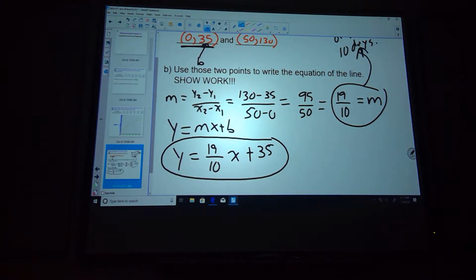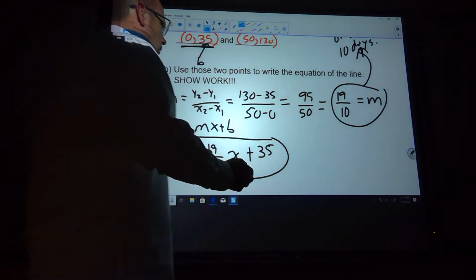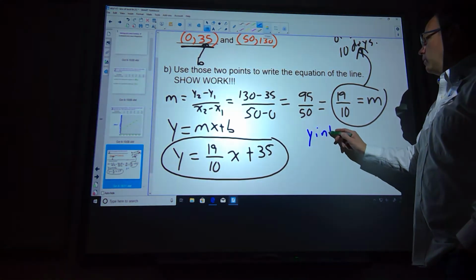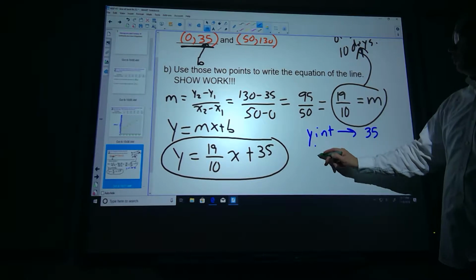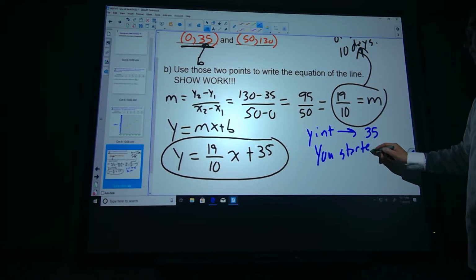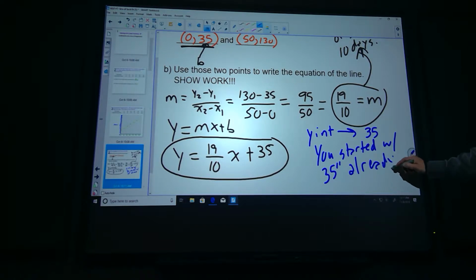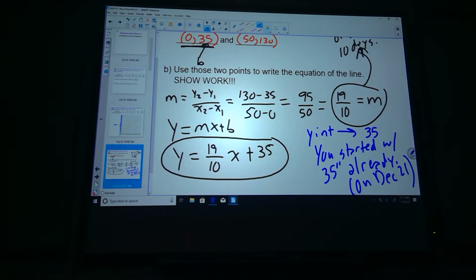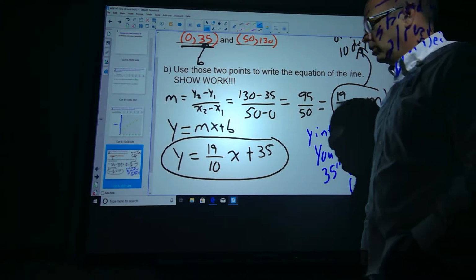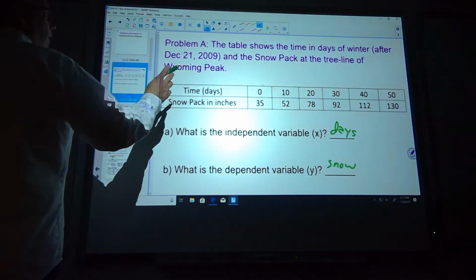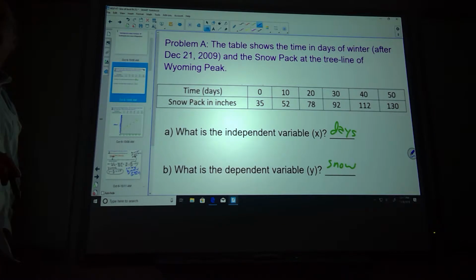What does the y-intercept mean in the context of this problem? That's where it starts. That was our first day, which was December 21st. So the y-intercept, which is 35, means you started with 35 inches of snow already. So that would have been on December 21st, or whatever the date they said they first started measuring was. How was there snow there before they started measuring? You got a big starting point, right? Could have been snow from last year, could have been snow from earlier in the season. There's all kinds of things that could take place. So we're talking about a snowpack on Wyoming Peak. That's one of our 14ers, right?